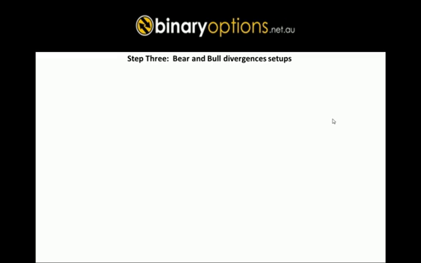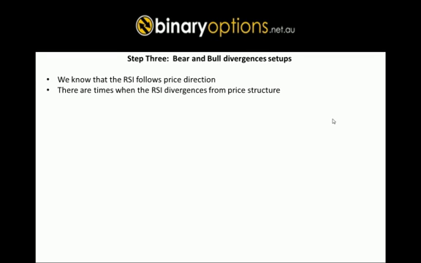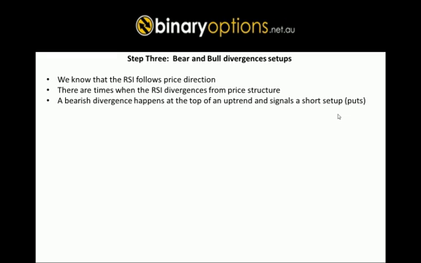The second setup we are going to be looking for are bear and bull divergences. We already know that the RSI follows price direction, but there are times when the RSI diverges from price structure. When this happens, we are looking for a bullish or bearish divergence. A bearish divergence happens at the top of an uptrend and it signals a short setup to buy puts, and a bullish divergence happens at the end of a down move and signals a long setup to buy calls.